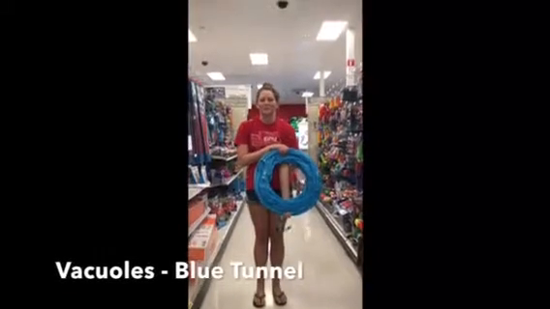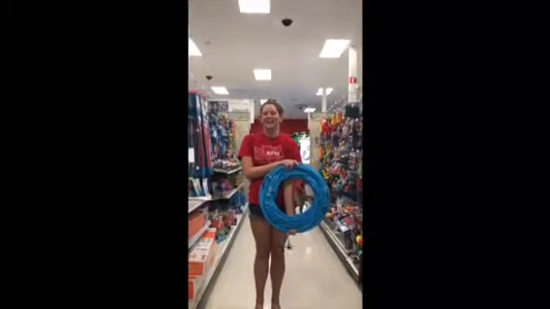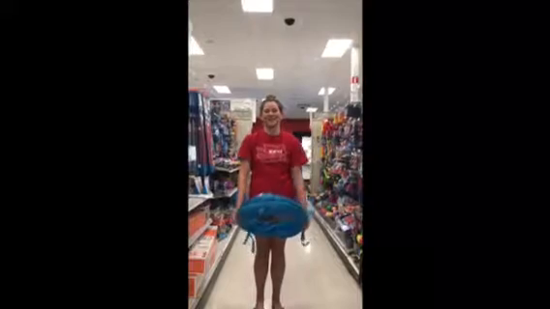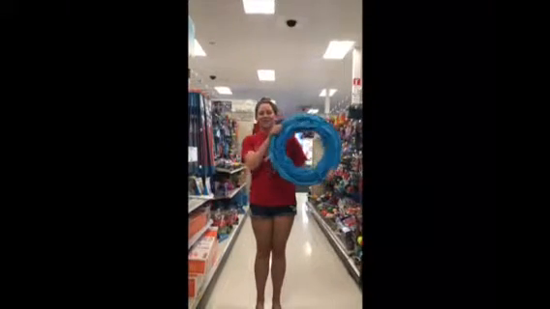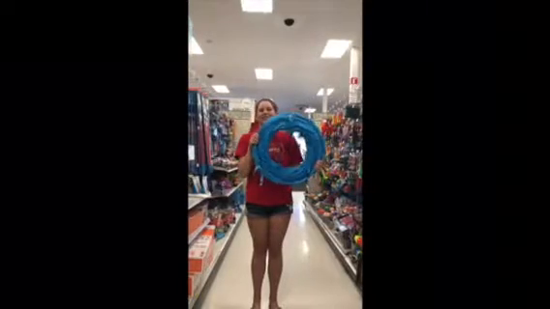Vacuoles in the cell are responsible for holding water, and they take up most of the space within a cell, and is modeled by our little tunnel that we have, which is blue, and it goes like this.